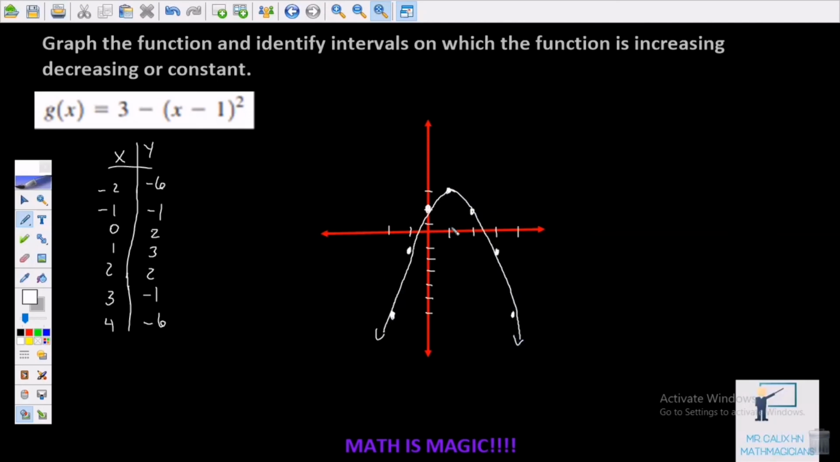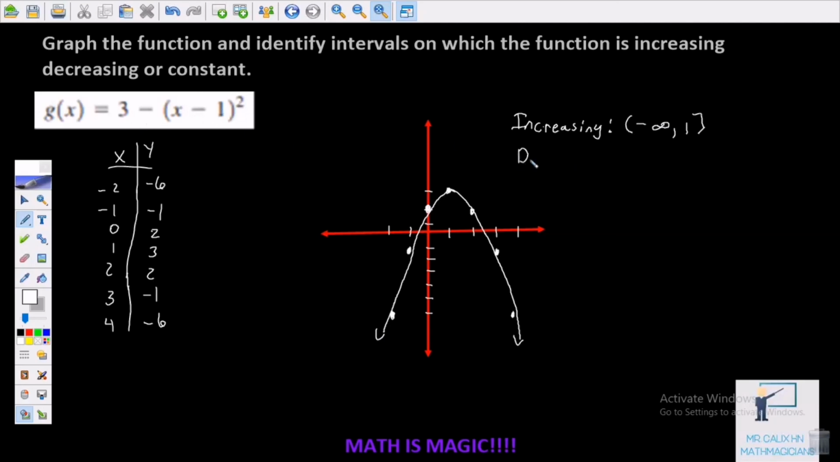Now, we have to identify where it is increasing and decreasing. So we can say that it increases here. From here, you read from left to right. It increases from negative infinity, that means the arrow, until this number here that you get. So it will be until 1, right, in x. So we're going to say that it increases from negative infinity until 1. Okay, 1, we can use it because the domain is all real numbers.